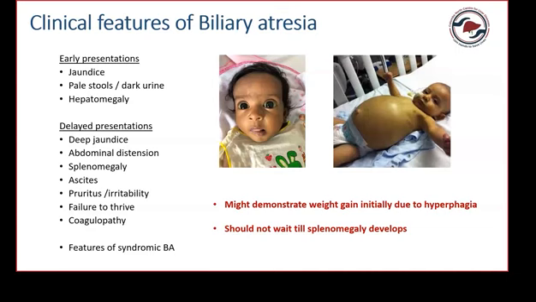In later stages, the baby could have pruritus, irritability, failure to thrive, and coagulopathy, maybe due to vitamin K deficiency or simply due to liver synthetic dysfunction. Apart from that, the baby might have features of syndromic biliary atresia, which we discussed earlier. What would happen to the weight gain initially? Initially, they might demonstrate rapid weight gain due to hyperphagia. However, later on, there will be failure to thrive.